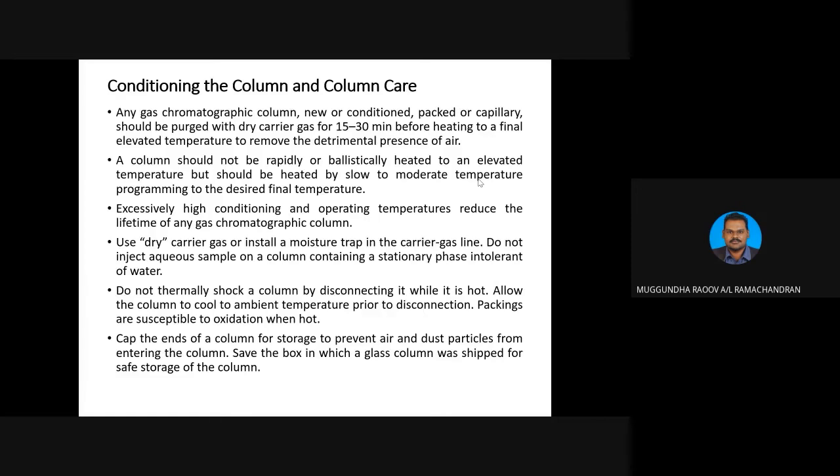Excessively high conditioning temperature may reduce the lifetime of the column. Apart from that, we must also use a dry carrier gas or install a moisture trap in the carrier gas line. Most people don't install the moisture trap, so what will happen is their carrier gas will be contaminated with moisture. We will have a problem if your carrier gas is not dry enough.